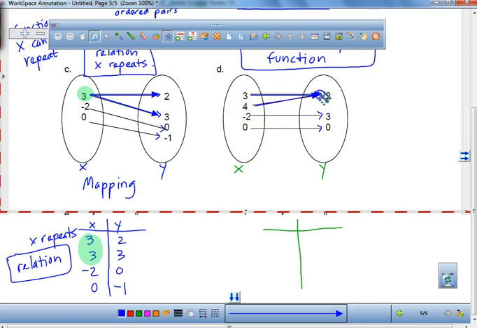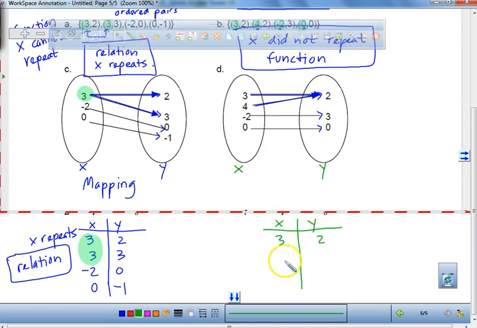And a 4 going to a 2. So what does that mean? That means on this one, I have 3 going to 2, and I have 4 going to 2. What's negative 2 leave me to? 3. And 0 leaves me to 2. Do you see any repeating x values? So guess what? This is considered to be a function.